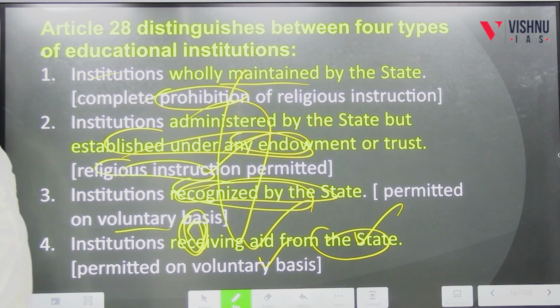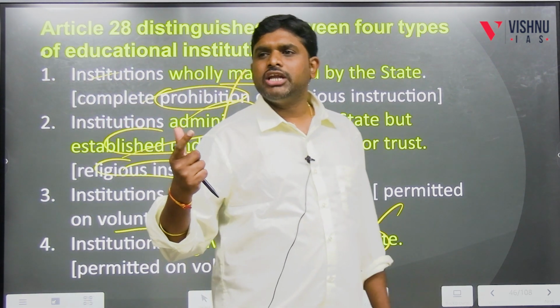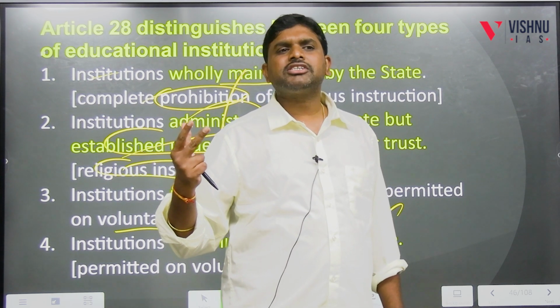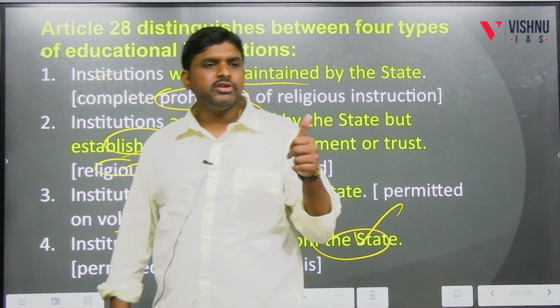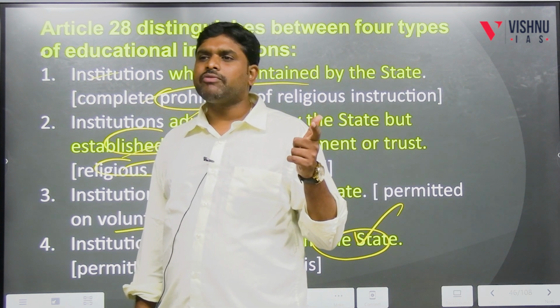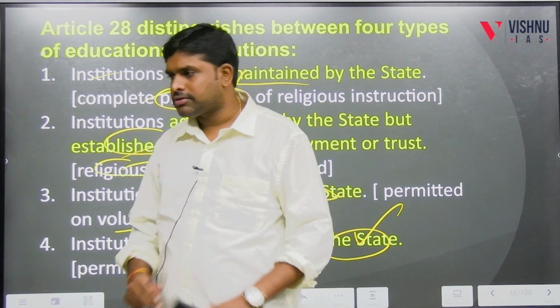Educational religious instruction. 25 is what? CPPP. 26 is what? Managing religious affairs. 27 is what? Taxation. 28 is what? Religious instruction. Remember like this. 25 is CPP. 26 is managing religious affairs. 27 is taxation. 28 is religious instruction.